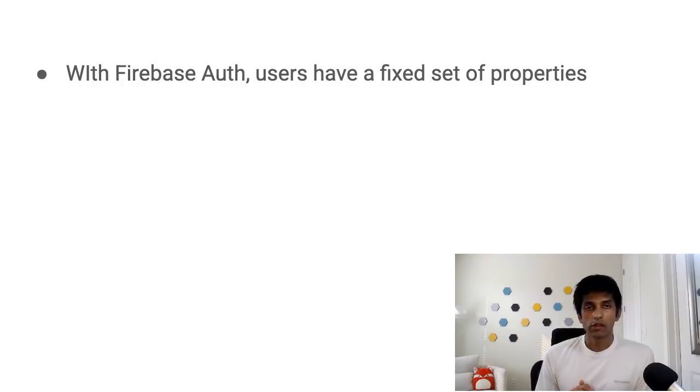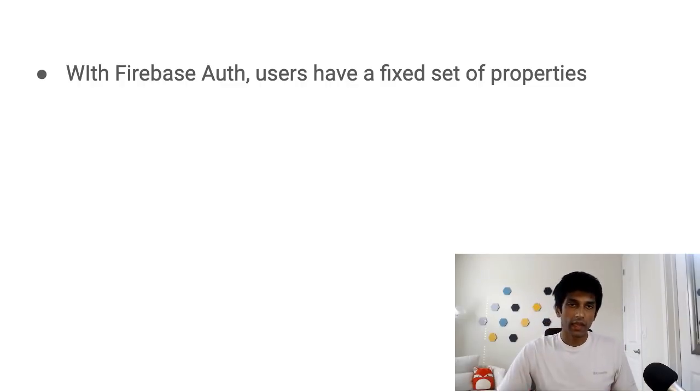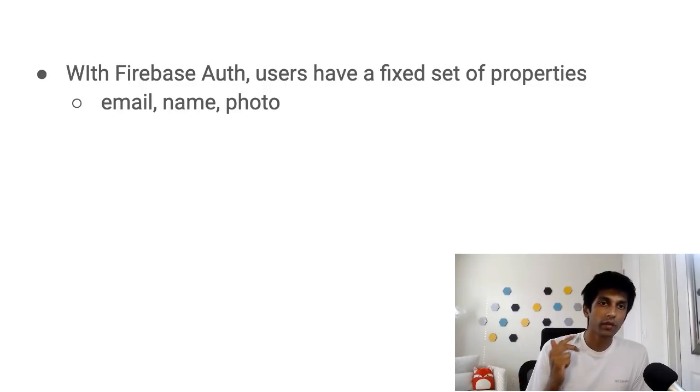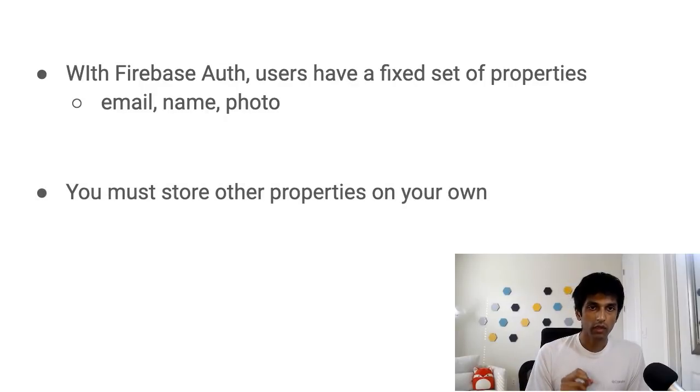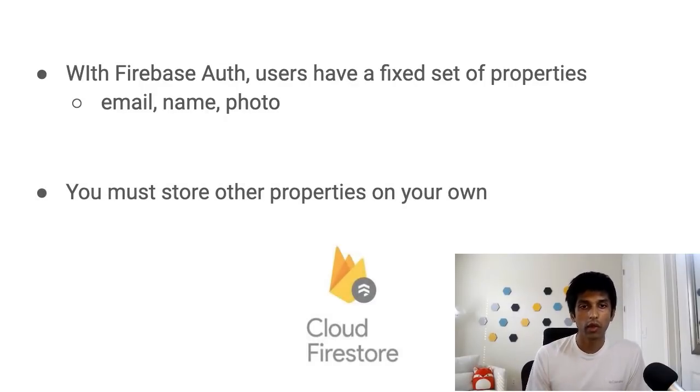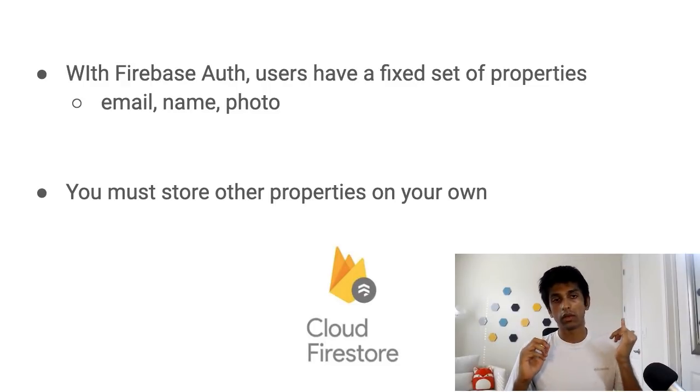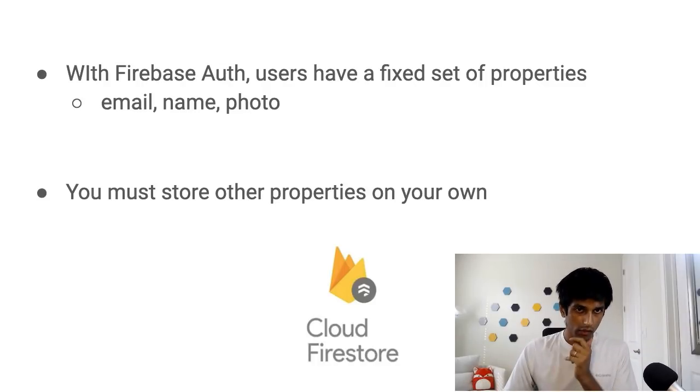One of the annoying things about Firebase Authentication is that once you create an account in the app, that user entity that's created has a fixed set of properties, such as the email, name, and photo. However, if you want to store anything else about the user, for example, in our app, we want to store the string of emoji representing that user's status, or maybe the updated time of that status, or any number of other things, that is your responsibility. You have to store other properties on your own. And that's where Cloud Firestore comes in. Cloud Firestore is going to be the database which keeps track of the user along with their status.